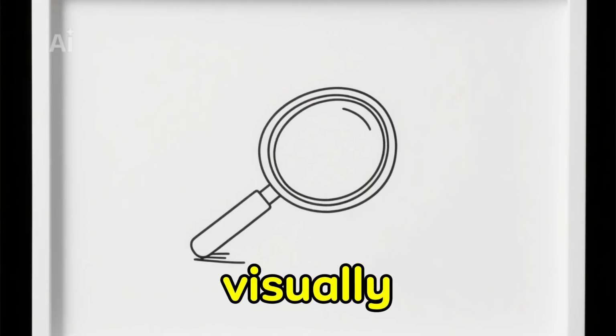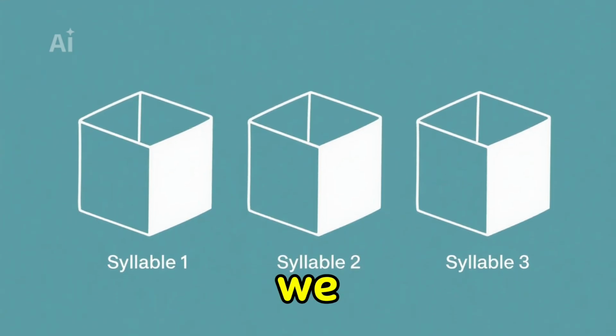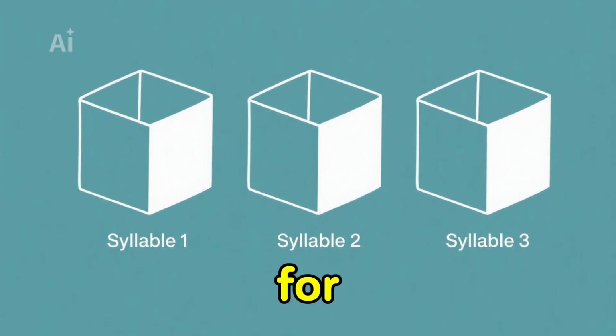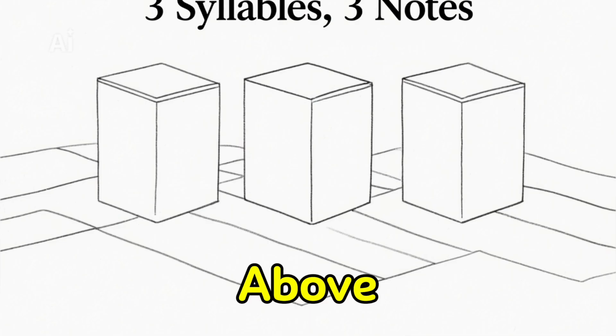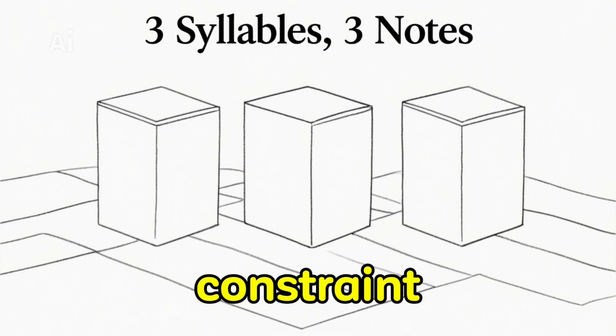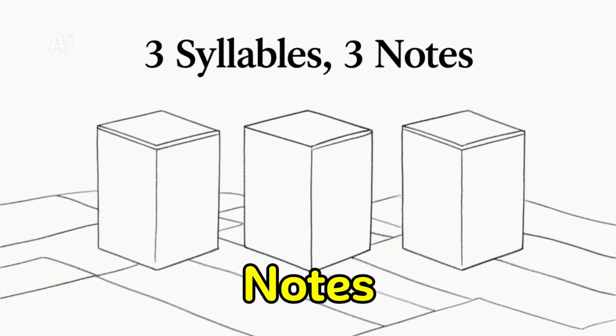Let's break it down visually. On the screen, we have 3 empty boxes, 1 for each syllable of our word. Above them, you see our creative constraint, 3 syllables, 3 notes.